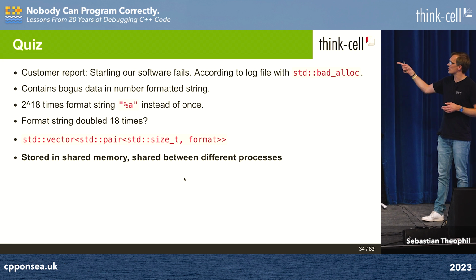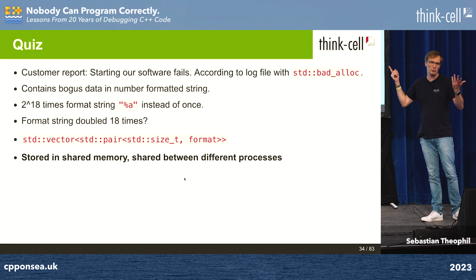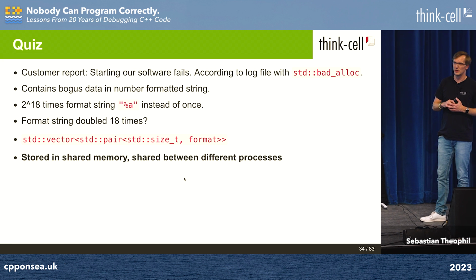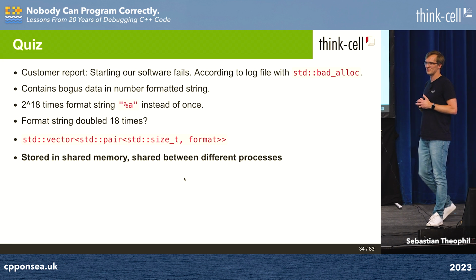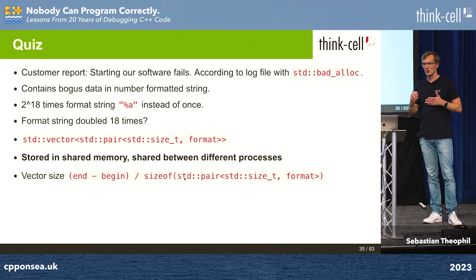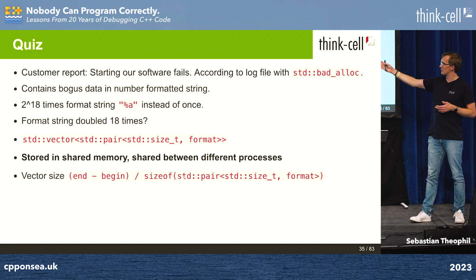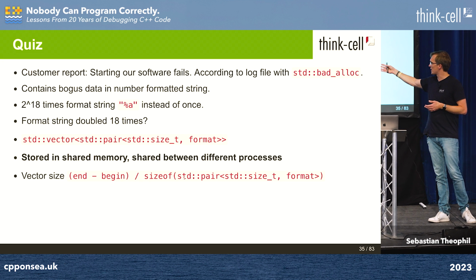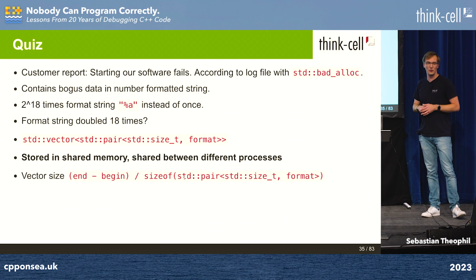So now comes the crucial information. That thing is stored in shared memory. And that memory is shared between different processes, of course. Does anybody have an idea already? Oh, what could be the problem? We didn't either. So you think, well, the vector size, what is that? Well, it's the size of the vector in bytes divided by the size of that data structure, this pair of size_t and format.